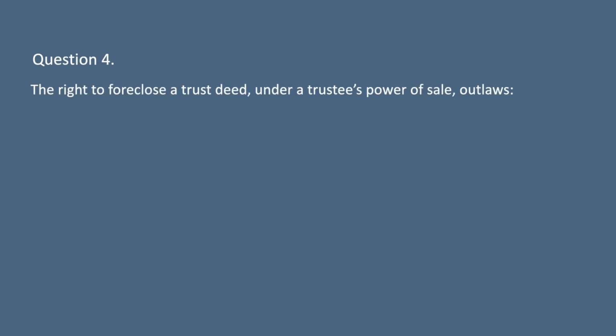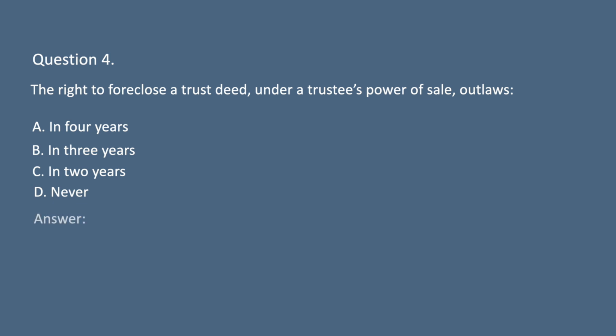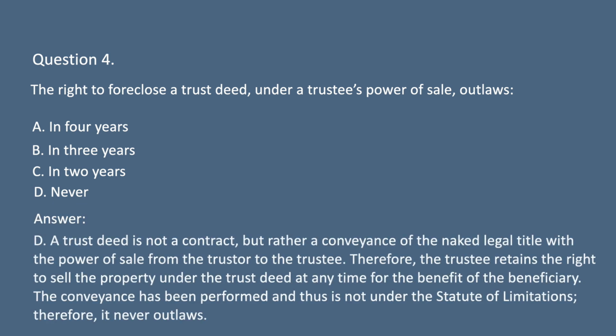Question 4. The right to foreclose a trust deed, under a trustee's power of sale, outlaws A. In 4 years. B. In 3 years. C. In 2 years. D. Never. Answer. D. A trust deed is not a contract, but rather a conveyance of the naked legal title with the power of sale from the trustor to the trustee.